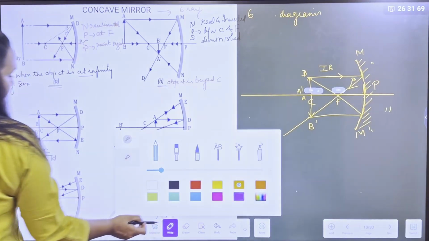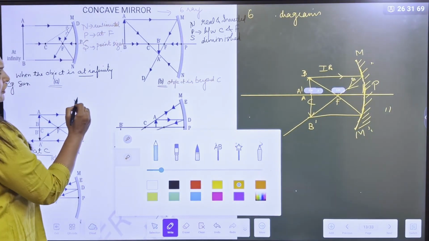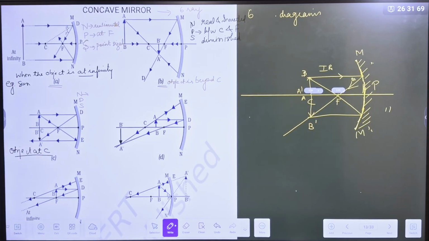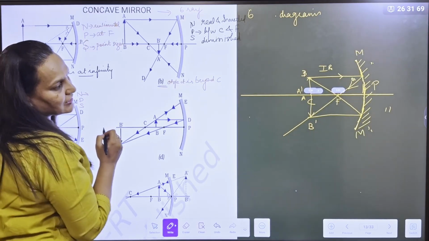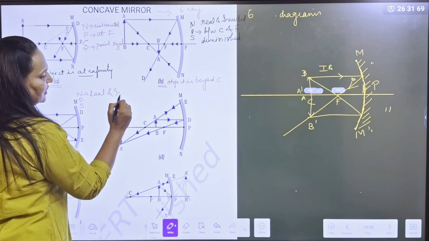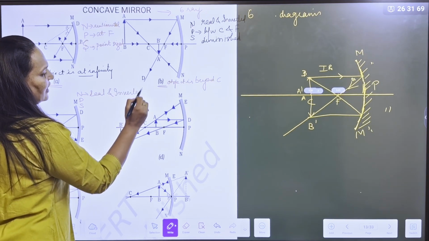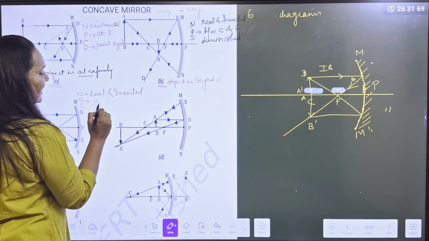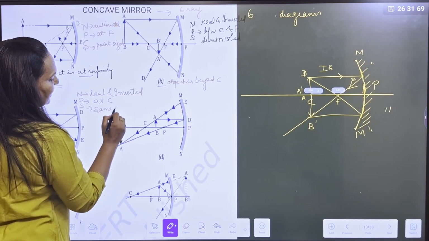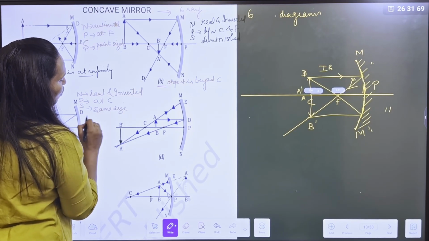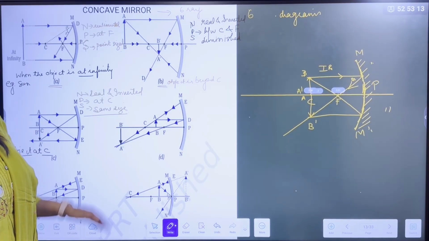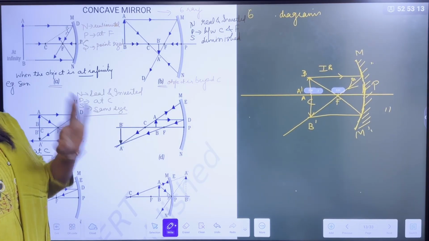So what is the nature, position and size? What should I write about the nature? Anyone? Nature. It is below the principal axis? Yes. Real and inverted. Second, position at C, size, same size. I hope everybody is clear. Any doubt till here? Now let's go to the fourth ray diagram.